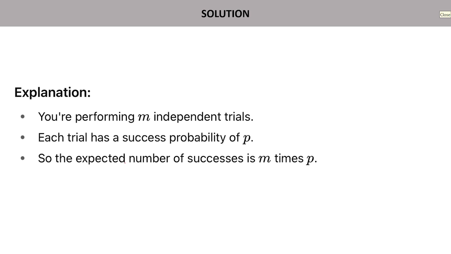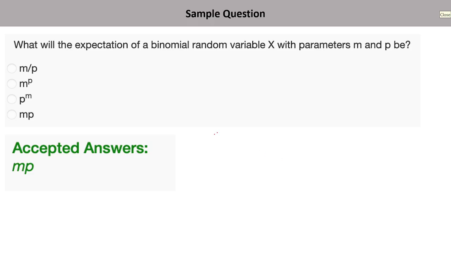You can understand this by this example: if you are performing m independent trials and each trial has a success probability of p, then the total number of successes will be the number of independent trials multiplied by the success probability in each trial. So it will be simply m times p, which is m into p, which is your answer, which is option D. Option D is correct here.